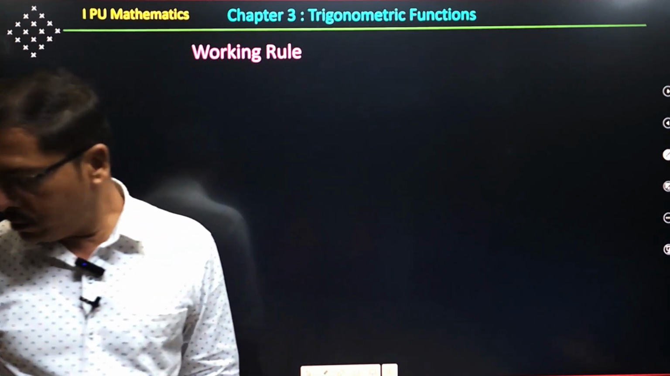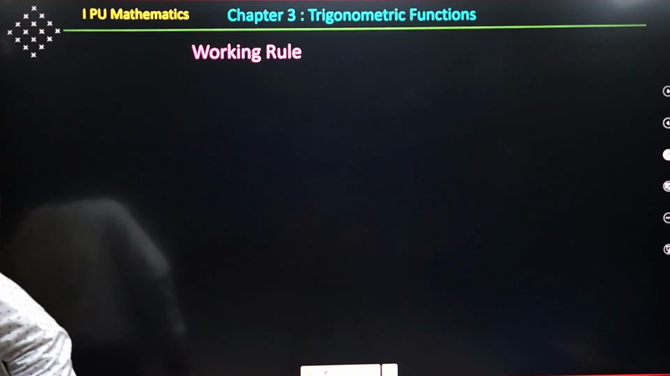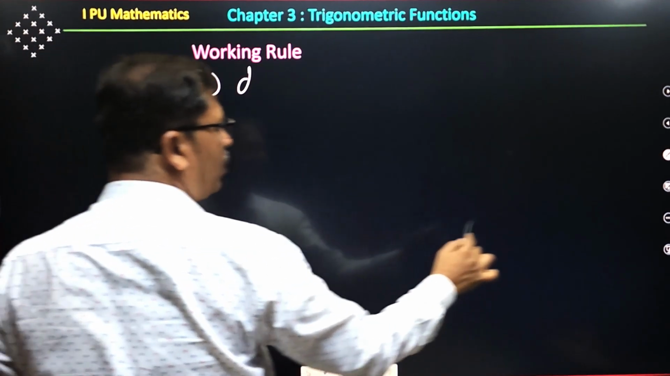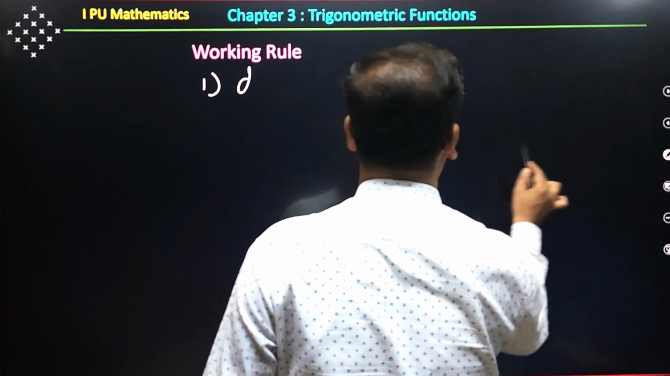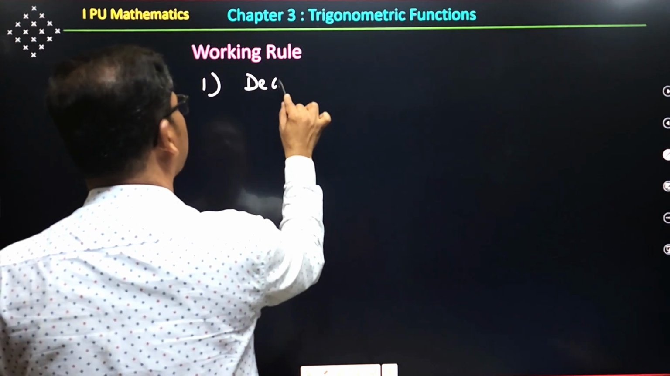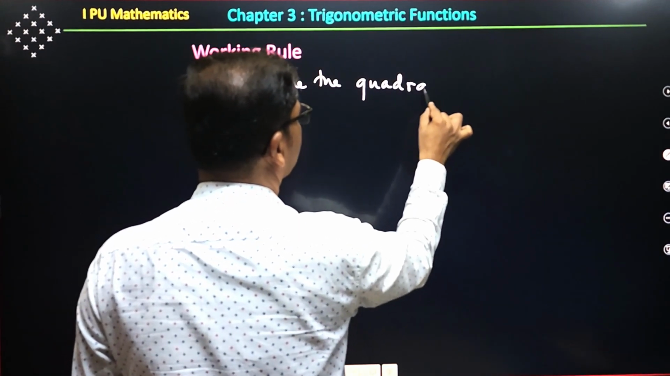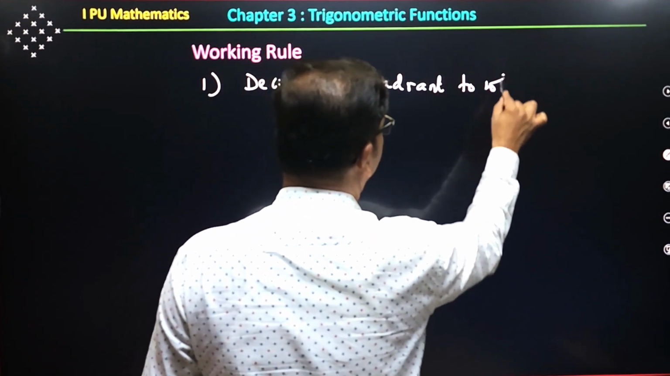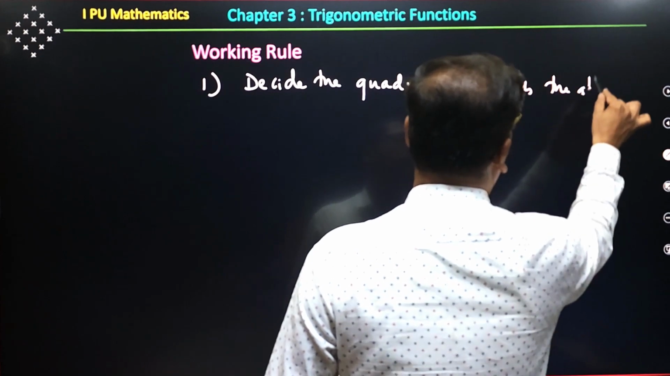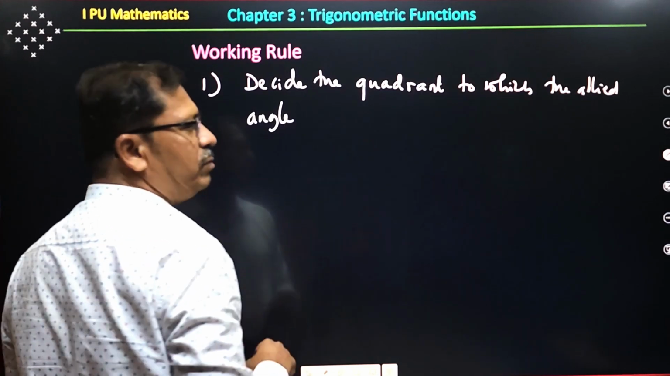Listen to me, students, the things are very interesting. Try to understand here. In the first part, the first rule, the first work is to decide the quadrant to which the allied angle belongs.